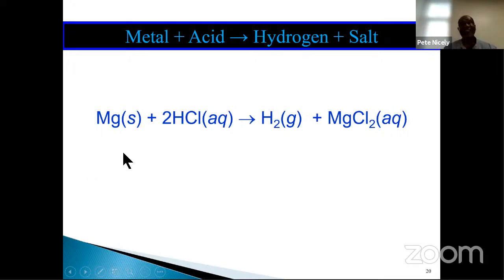In any case, in this particular example, if you take magnesium and you add it to hydrochloric acid, then what will happen very rapidly is that you're going to observe bubbles being formed, and the bubbles will be due to the hydrogen gas being produced. And the hydrogen gas being produced is displaced from the acid.